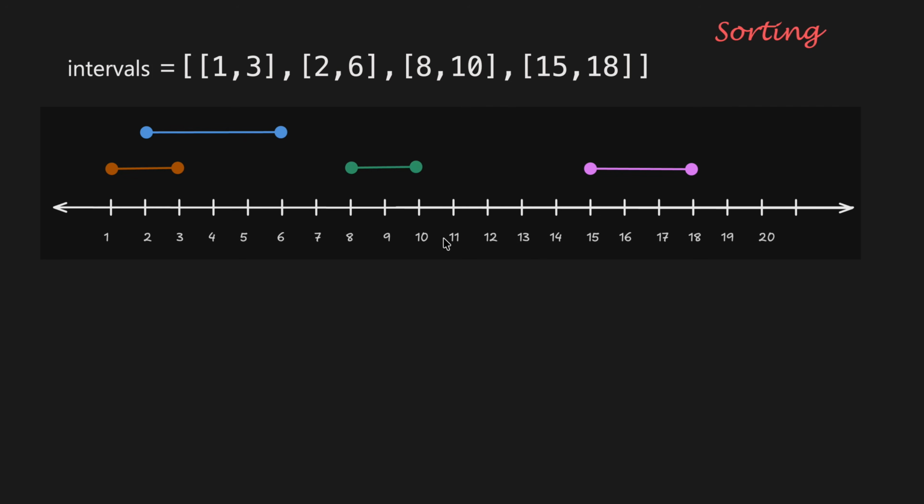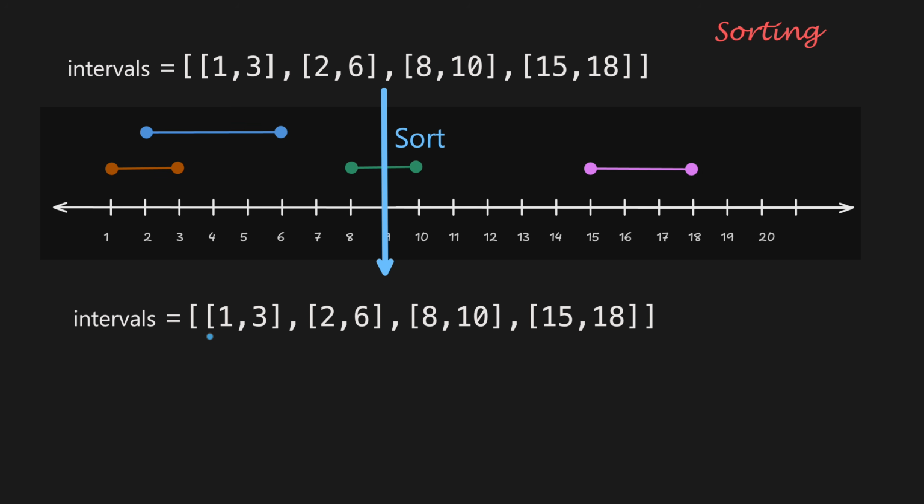The first step is to sort the intervals by their start time. In this example, the intervals list is already sorted. So we go to the next step, which is to create an empty list to hold our final result.